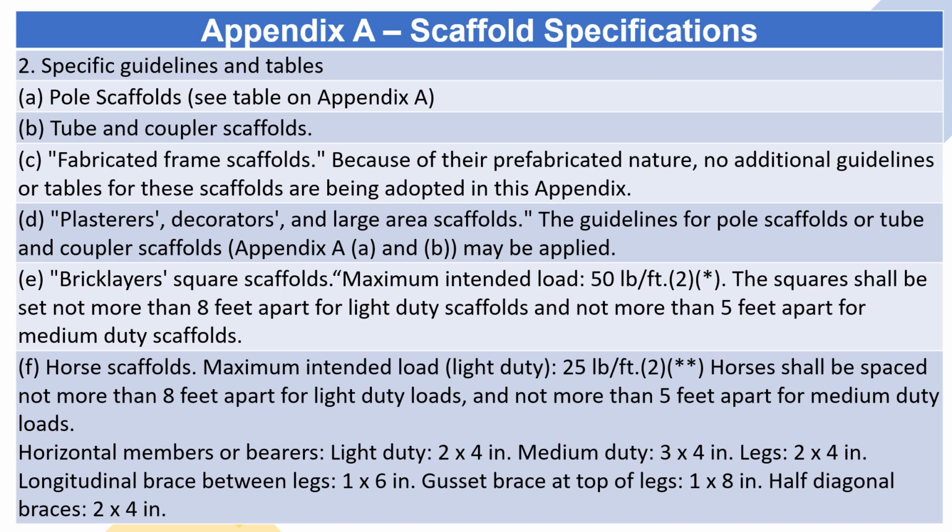F. Horse scaffolds. Maximum intended load, light-duty 25 pounds per ft². Horses shall be spaced not more than 8 feet apart for light-duty loads, and not more than 5 feet apart for medium-duty loads. Horizontal members or bearers, light-duty, 2 by 4 inches. Medium-duty, 3 by 4 inches. Legs, 2 by 4 inches. Longitudinal brace between legs, 1 by 6 inches. Gusset brace at top of legs, 1 by 8 inches. Half-diagonal braces, 2 by 4 inches.